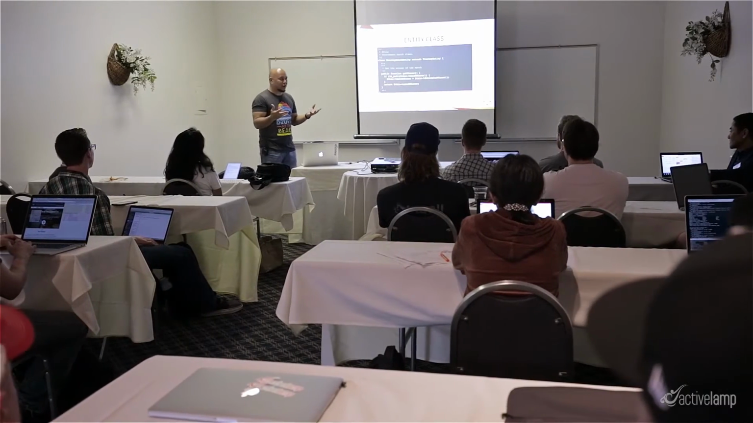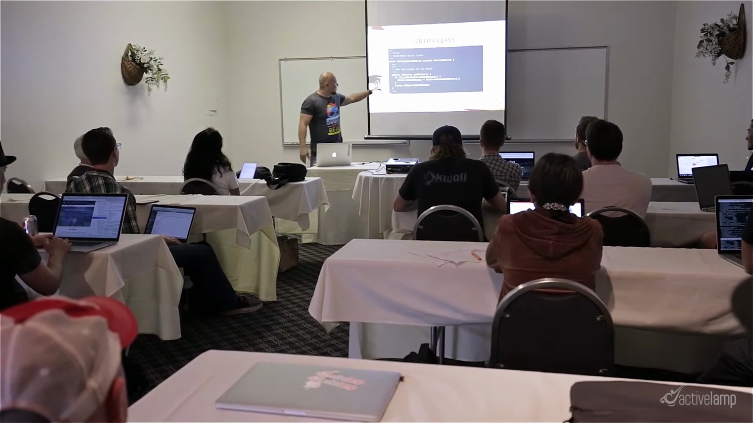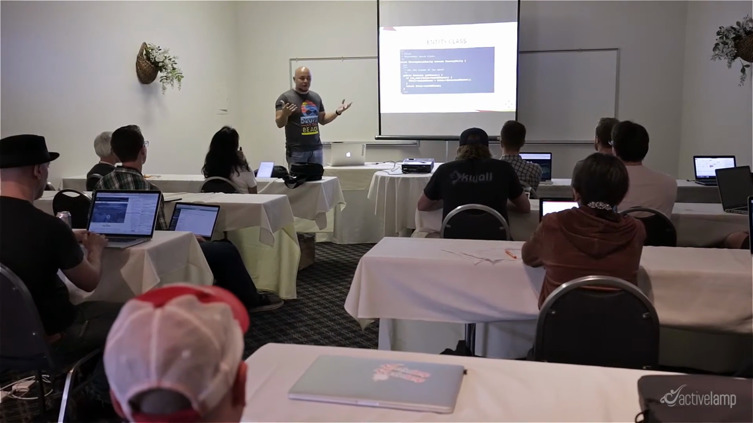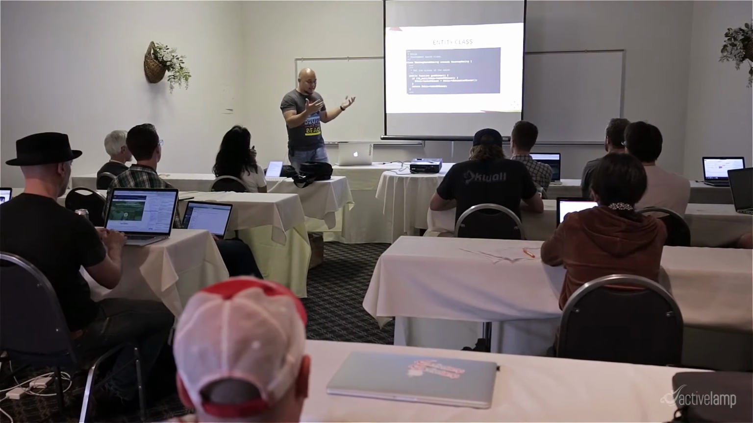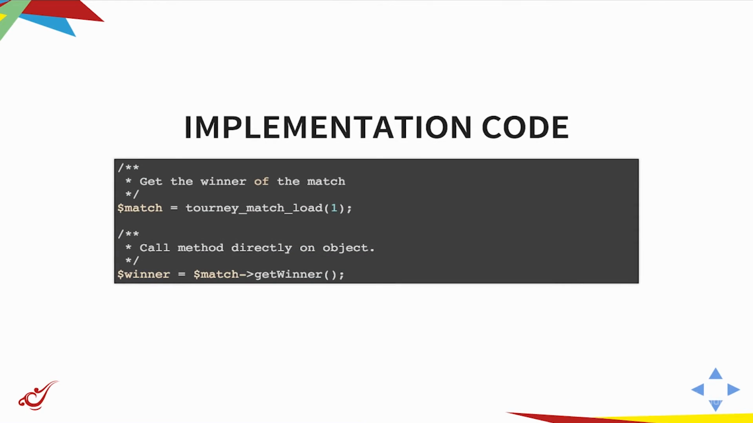You could write a function that says determine who the winner is for this particular match and pass in that match. Or you can use a class that defines an object, and when you load that match, just say, get me the winner, right? You're not passing any node objects into a function and returning that. That method is actually on the class, on the object.